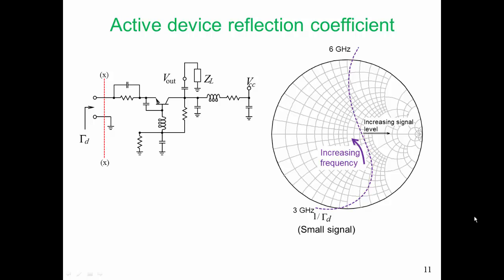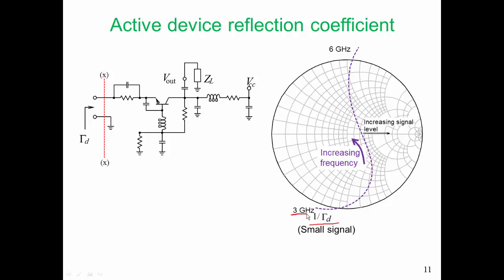Of course, this reflection coefficient is going to change with the oscillation amplitude. So at small signals, when this circuit is driven by a generator at a fairly low level, we can measure gamma D either in a simulator or in the laboratory. The magnitude of gamma D for small signals is going to be greater than 1. And plotting is a bit of a problem on a Smith chart. And so the conventional approach taken is to plot 1 over gamma D. So this is a plot of 1 over gamma D for small signals.